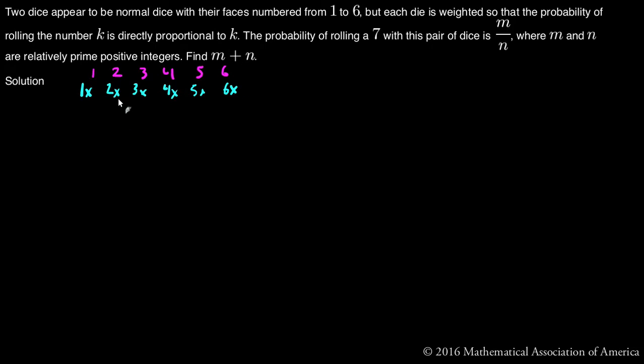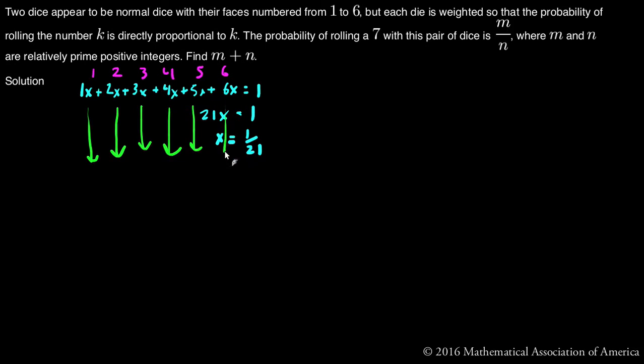And if I roll the die, I have to get one of these, so the probabilities have to add up to 1. Adding them gives me 21x equals 1, or x is equal to 1 over 21. And that then gives me these probabilities. Probability of 1 is 1 out of 21. Probability of 2 is 2 out of 21. Probability of 3 is 3 out of 21. I'm going to leave it like 3 out of 21 so that I automatically have a common denominator.